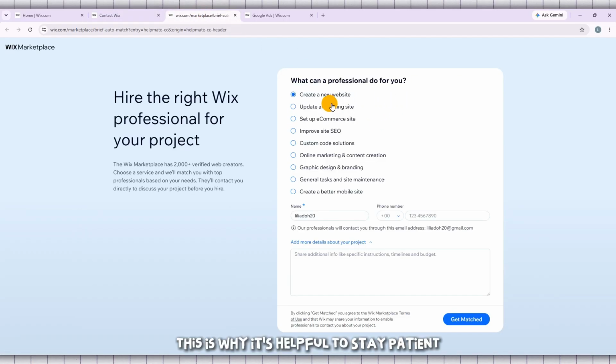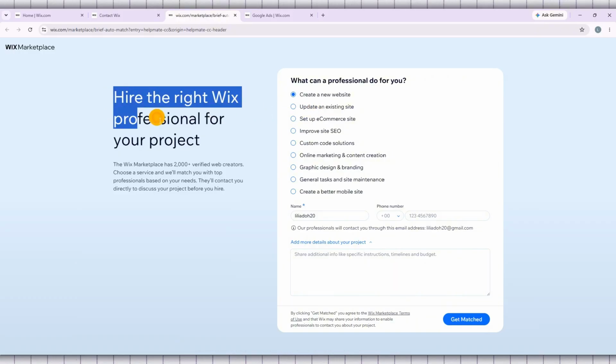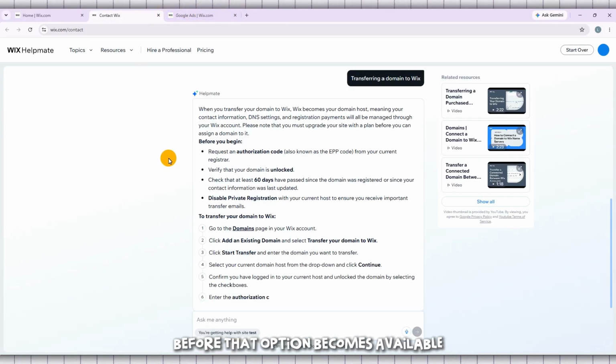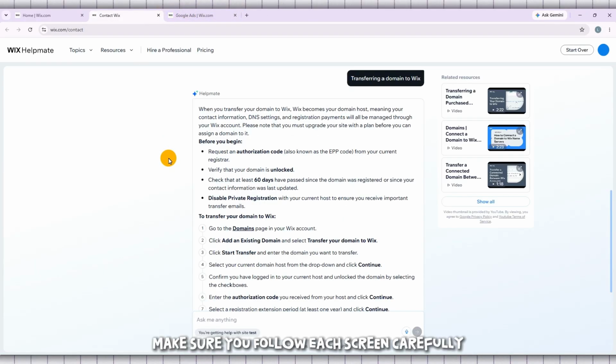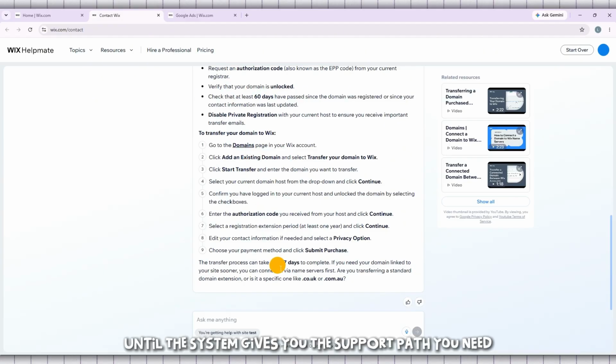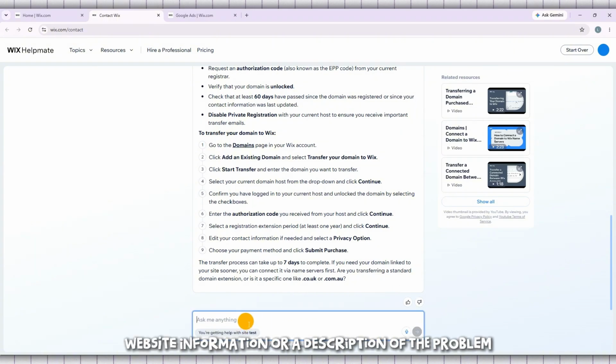This is why it's helpful to stay patient during the process. Even if your goal is to speak with a real person, you may need to go through the AI prompts first before that option becomes available. Make sure you follow each screen carefully and continue providing the requested details until the system gives you the support path you need. If Wix asks for additional information, such as account details, website information, or a description of the problem, provide accurate information so the support team can better understand your situation.